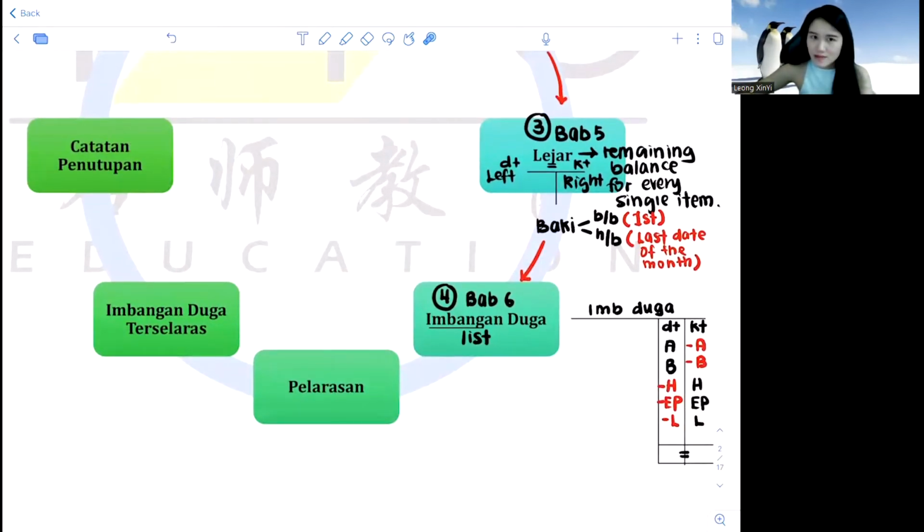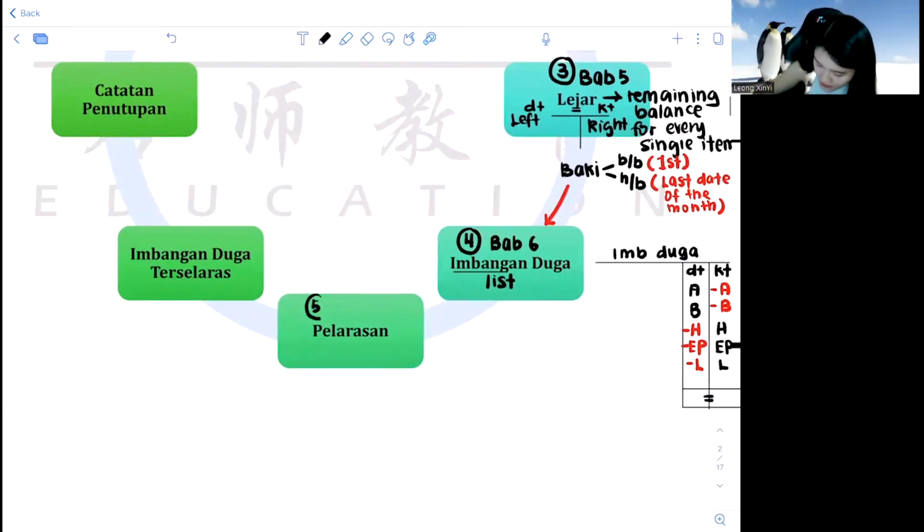Now, this imbangan duga is not done yet because we come to our 5th step, that's called pelarasan. Pelarasan is our chapter 8. Okay, pelarasan is our chapter 8. So what do we do in pelarasan chapter? Yeah, in pelarasan chapter, we are trying to do adjustment.